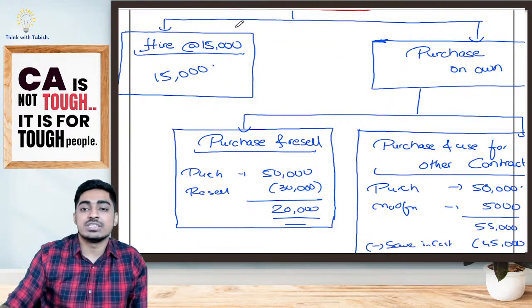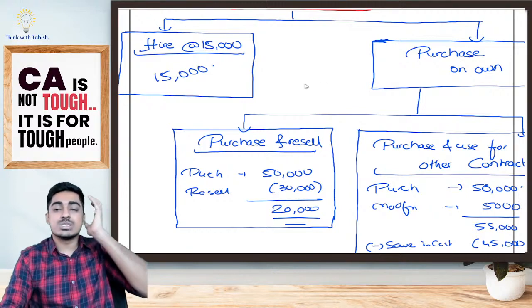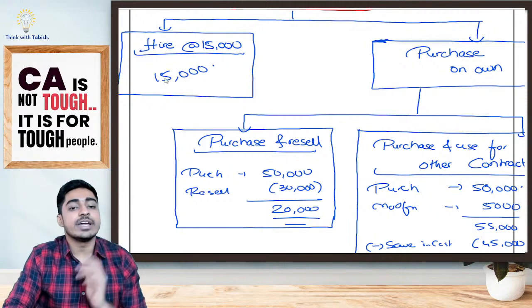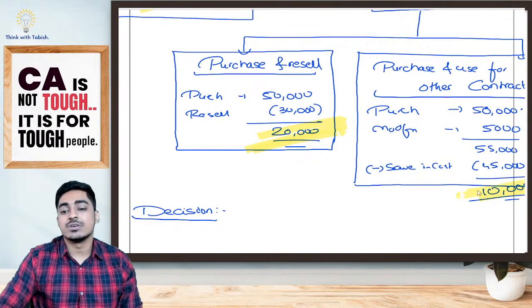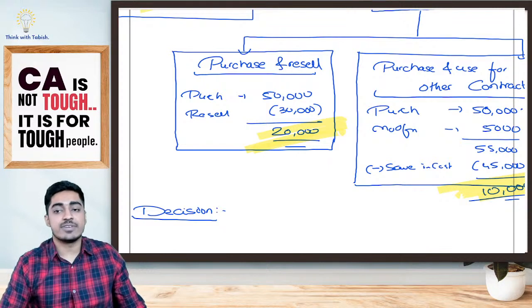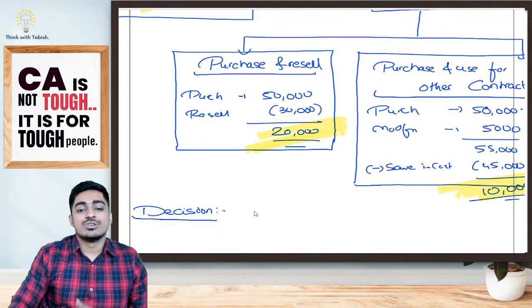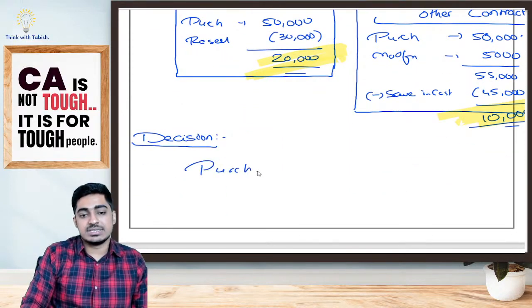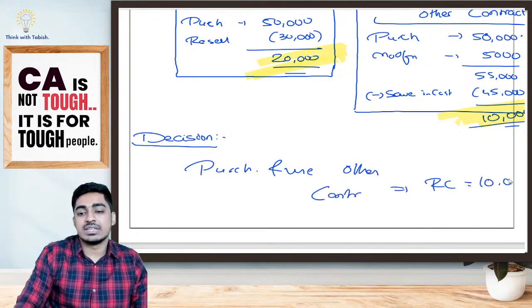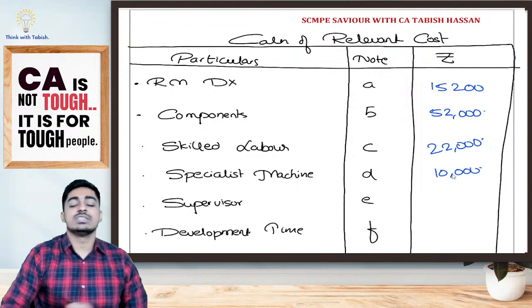So we have three options. Look at this, students. We want our cost to be minimum, whichever is the cheapest alternative. We always have the business mind. If we get it on hire, 15,000. If we buy and resell, 20,000. If we buy and use it for other contracts, 10,000. Which one will we do? Which is the relevant cost? Yes, we'll purchase and use it for other contracts. So the decision is we will purchase. The relevant cost of the machine here is 10,000. This is with respect to the machine.